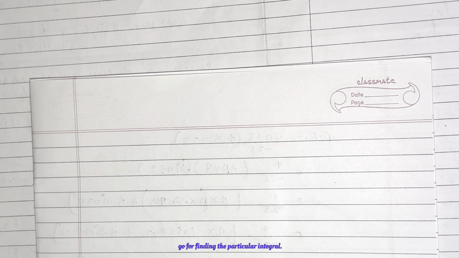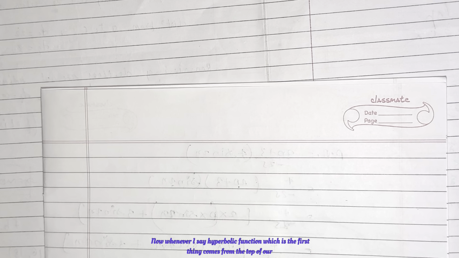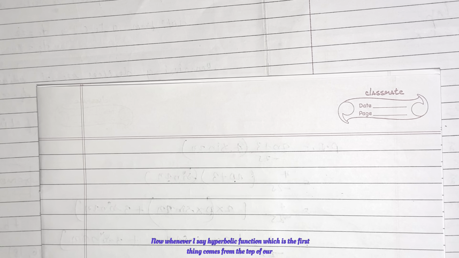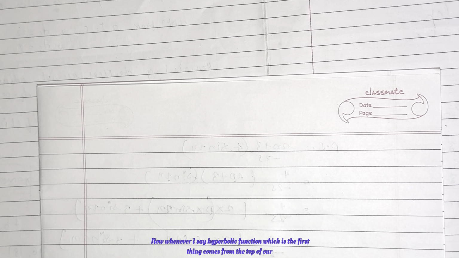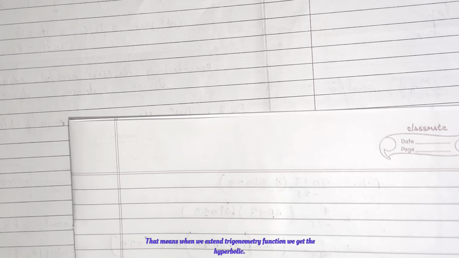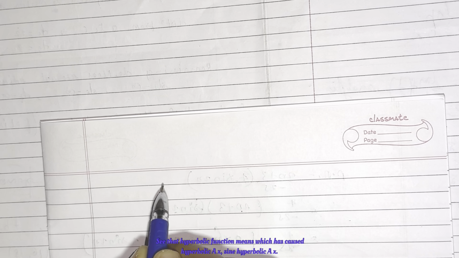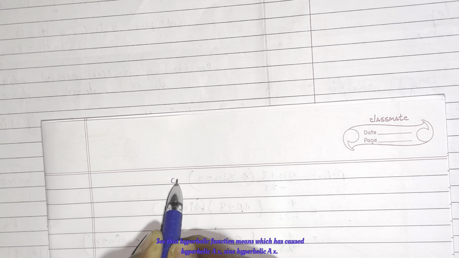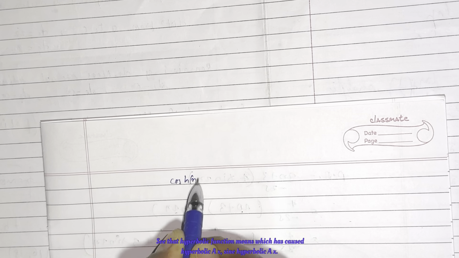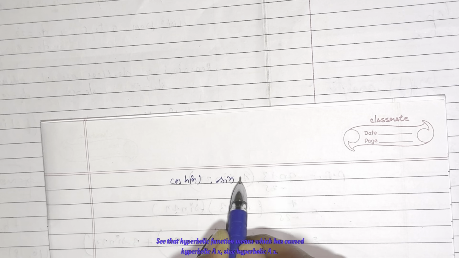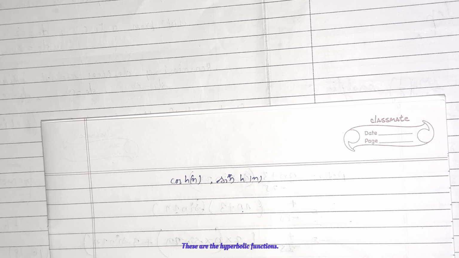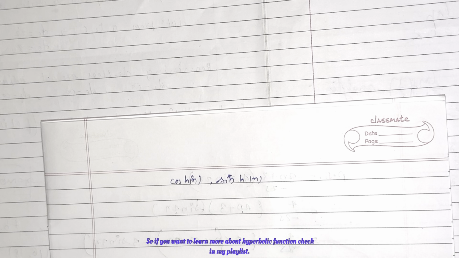particular integral. Now, whenever I say hyperbolic function, the first thing that comes before our eyes is cos hyperbolic and some other functions. That means when we extend trigonometric functions, we get the hyperbolic functions, like cos hyperbolic x and sine hyperbolic x. These are the hyperbolic functions. If you want to learn more about hyperbolic functions, check my playlist.